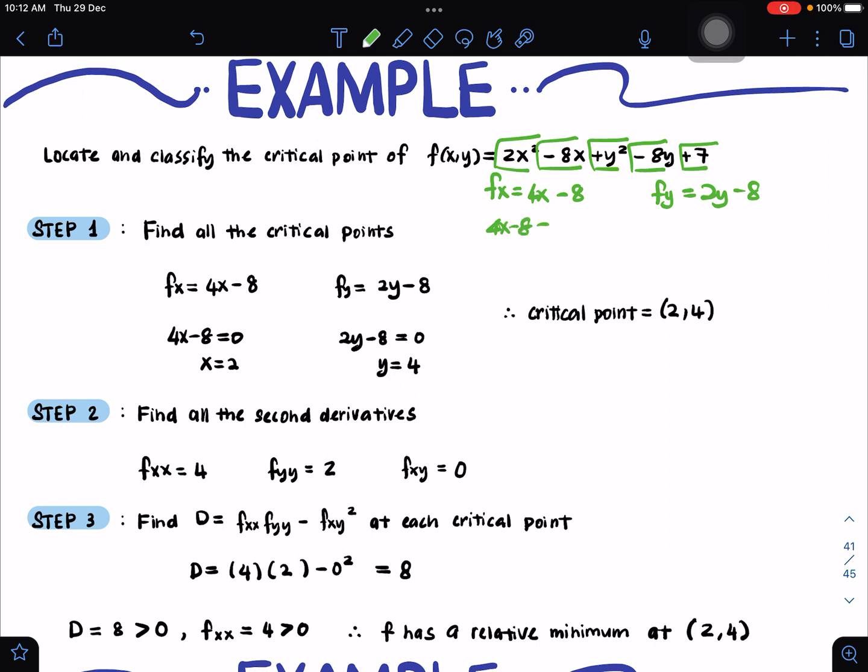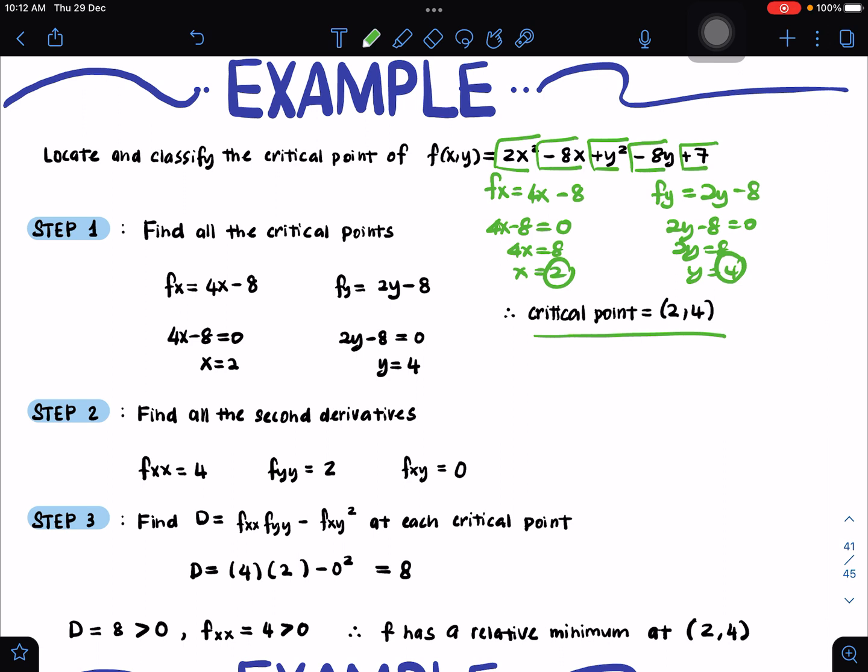4x minus 8 equal to 0. So 4x equal to 8. So x equal to 2. Okay. 2y minus 8 equal to 0. 2y equal to 8. So y equal to 4. So 2 and 4 ni adalah kita punya critical point. So we cannot decide yet either this one is maximum or minimum. We need to do a second partial test.